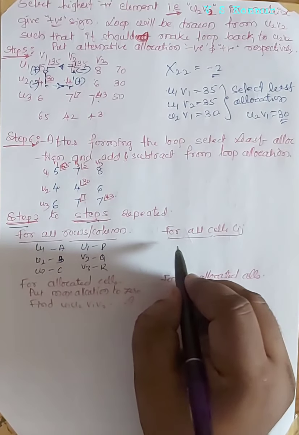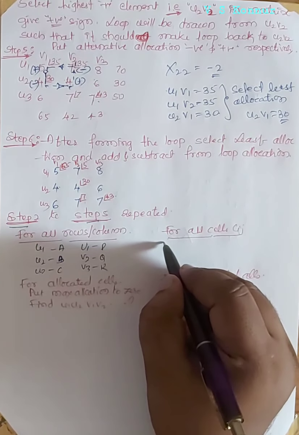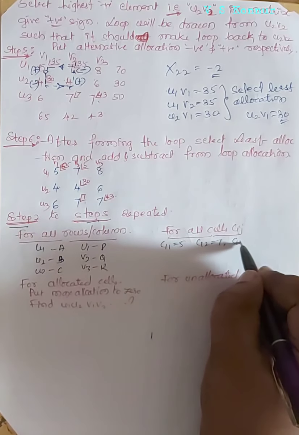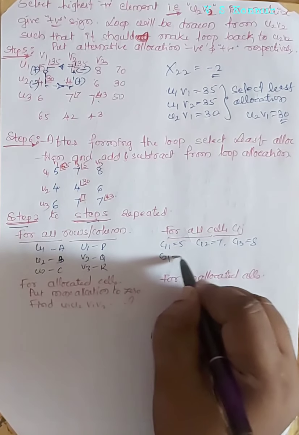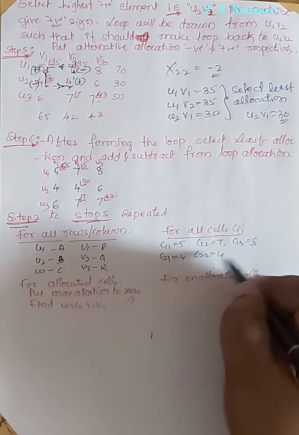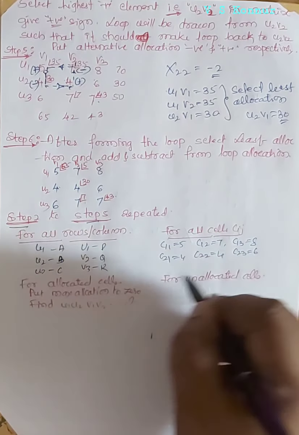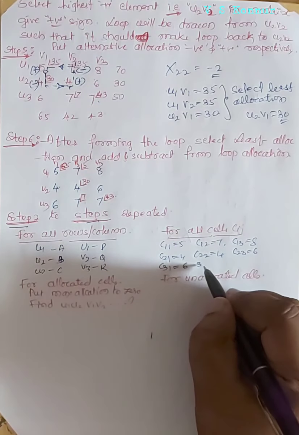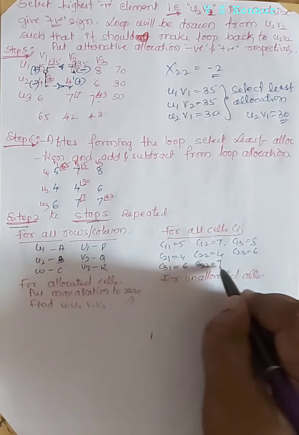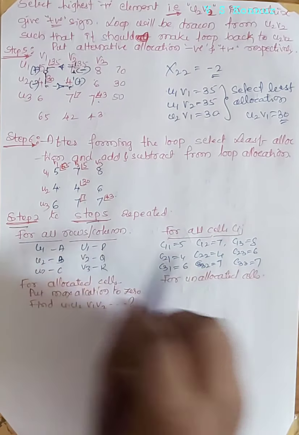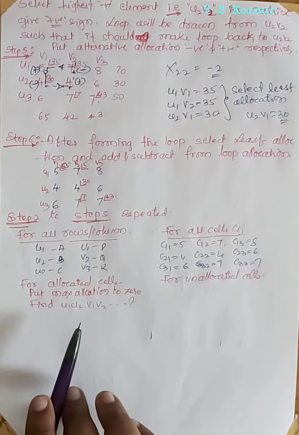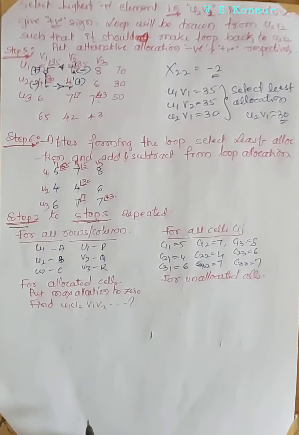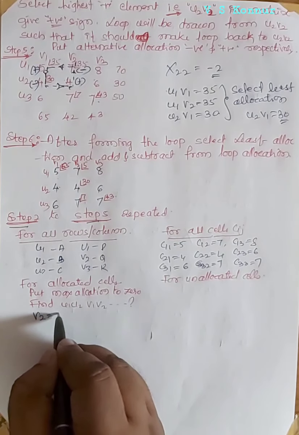Once again, we have to solve the same steps for all the cells. C11 is equal to 5, C12 is equal to 7, C13 is equal to 8, C21 is equal to 4, C22 is equal to 4, C23 is equal to 6, C31 is equal to 6, C32 is equal to 7, C33 is equal to 7 for all the cells. Once again I am repeating all the steps. Now the maximum allocation is at V2 here. So for maximum allocation, V2 will be considered as 0.